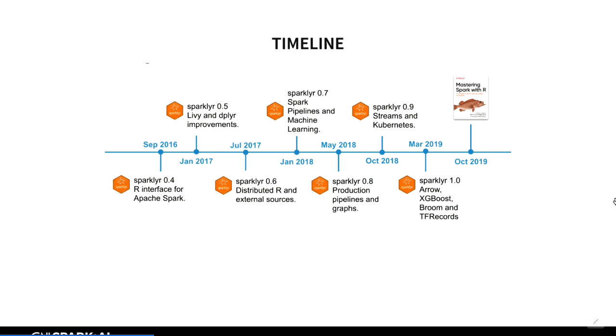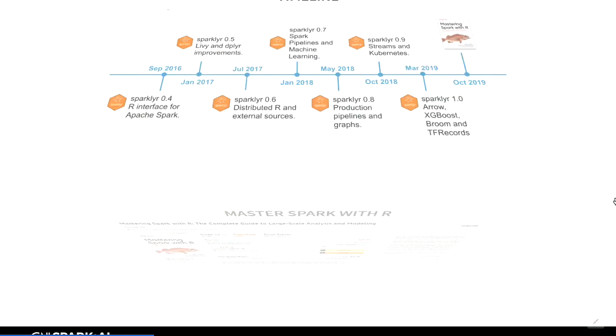In SparklyR 1.0, a bunch of extensions were added, and we also integrated with Apache Arrow, mostly to improve the performance of these distributed R transformations. And last but not least, we've been working on a book. It's called Mastering Spark with R, and I'll give you a preview.